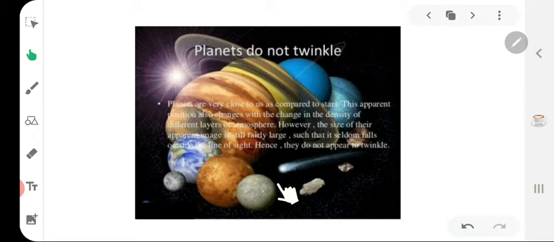The planets are much closer to the Earth and thus seen as extended sources. So, a planet may be considered as a collection of a large number of point-sized sources of light. Although the amount of light coming from each point-sized source flickers on account of atmospheric refraction, yet the total amount of light entering our eye from all the individual point-sized sources of the extended source will practically remain unchanged. Therefore, the planets do not twinkle.